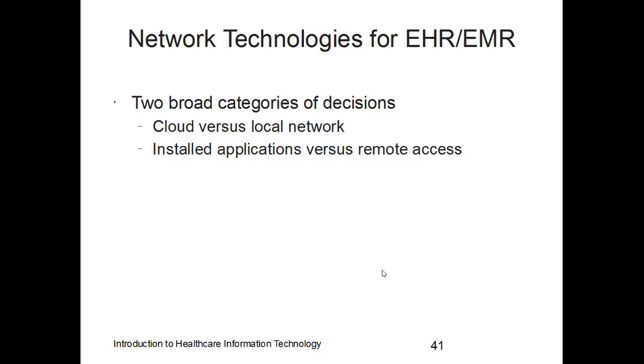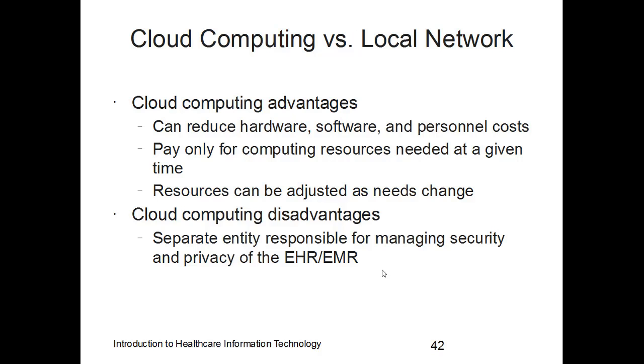Alright, now we'll talk about network technologies for EHR and EMR, electronic health records and electronic medical records. There are 2 broad categories of decisions: cloud versus local network, and installed applications versus remote access. First we'll talk about cloud computing versus the local network. Some advantages of cloud computing: this can reduce hardware and software and personnel costs.